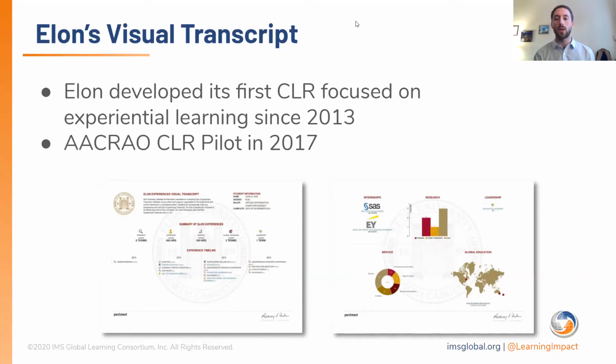So to give a little bit of information, Elon University is a medium-sized private institution in central North Carolina that has an emphasis on experiential and engaged learning. All students are required to participate in at least 2 Elon experiences, which are based in AAC&U's high-impact practices, such as study abroad, undergraduate research, internships, things like that.